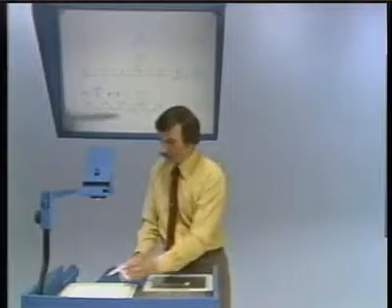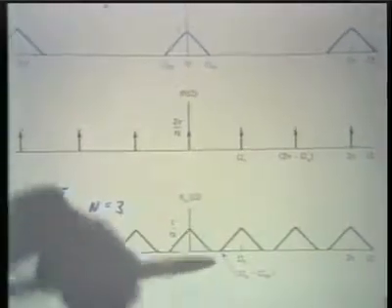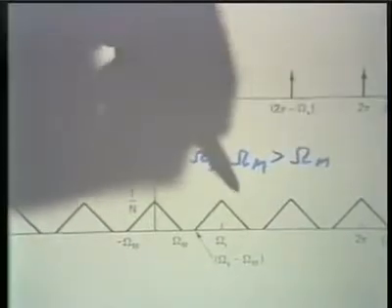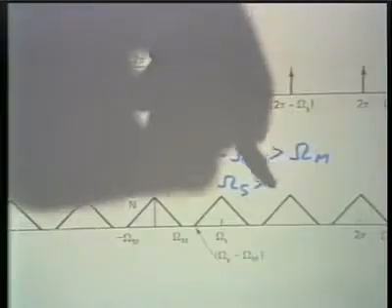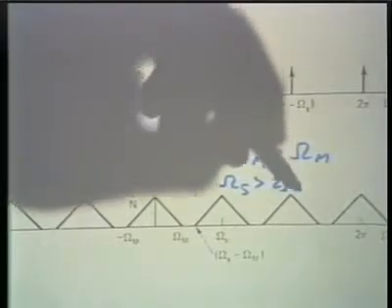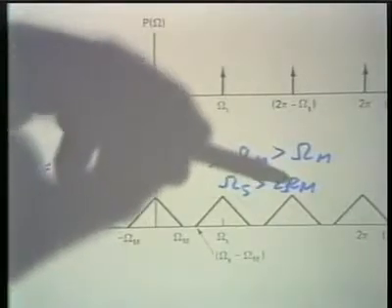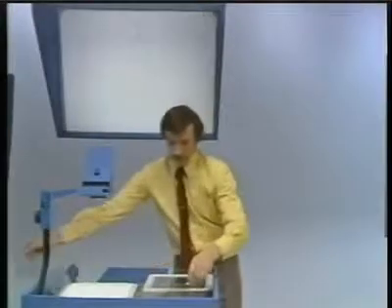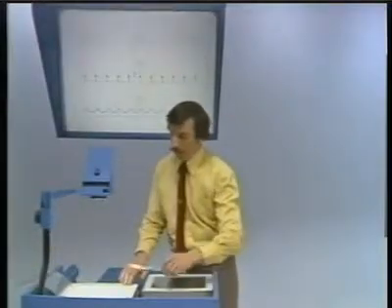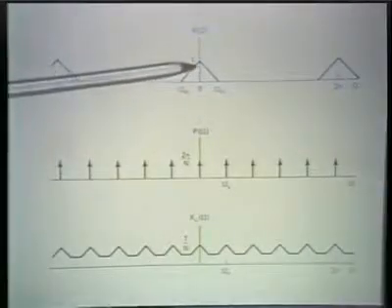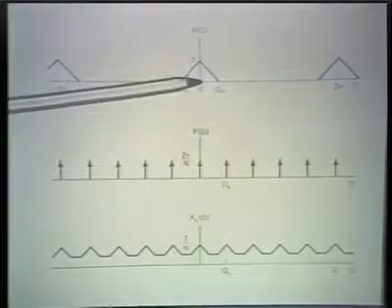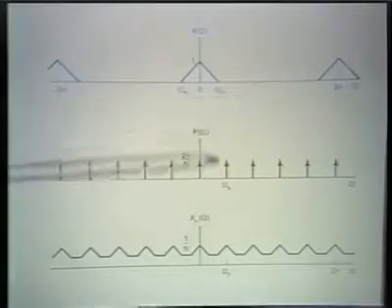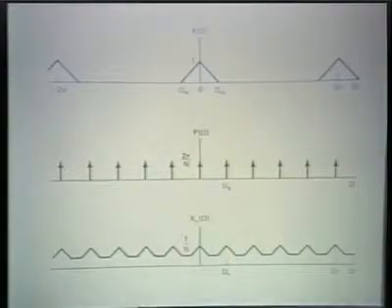Well, notice in this picture that we've chosen this picture so that omega sub s minus omega sub m is greater than omega sub m, or equivalently so that omega sub s is greater than 2 omega sub m. And so with omega sub s greater than 2 omega sub m, that corresponds to this picture, whereas if that condition is violated, then the picture that we would have looks like this. And in this picture, the individual replications of the Fourier transform of the original signal overlap, and we can no longer recover the Fourier transform of the original signal. And this, just as it was in continuous time, is referred to as aliasing.